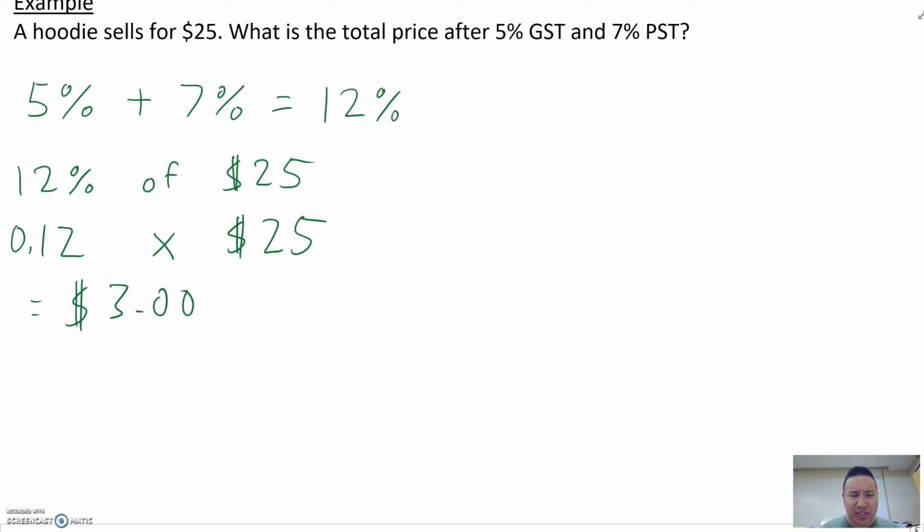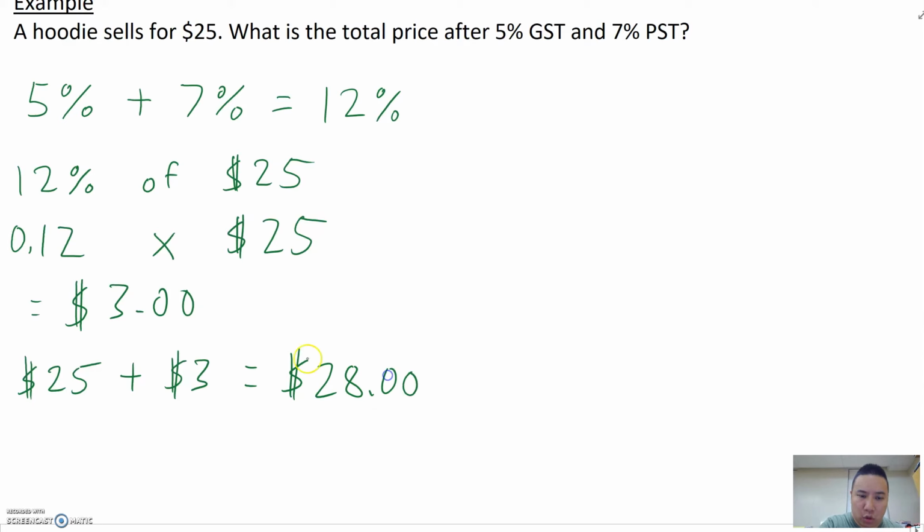Now the question didn't ask for how much tax you had to pay, it asked for what was the total price after the taxes were tacked on. So don't forget that you have to take the $25, add your tax to it, and now you have your final total price of $28. So this is one way that you can calculate this.